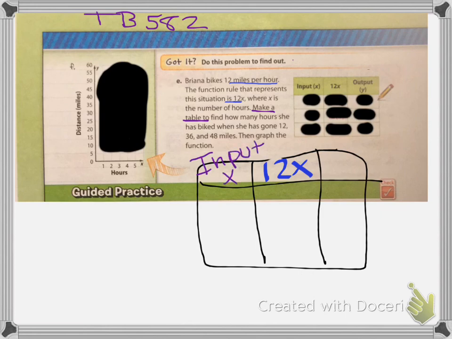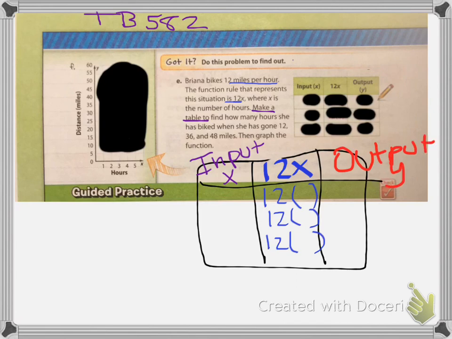Now, as soon as we see that this 12x is all set up for us, we can go ahead and do 12 parenthesis, 12 parenthesis, 12 parenthesis, because we know that whatever we put in here for an input is going to go in these 3 parentheses. And then the last piece, which will be on the outside, is going to be the output. And that will be your Y value.